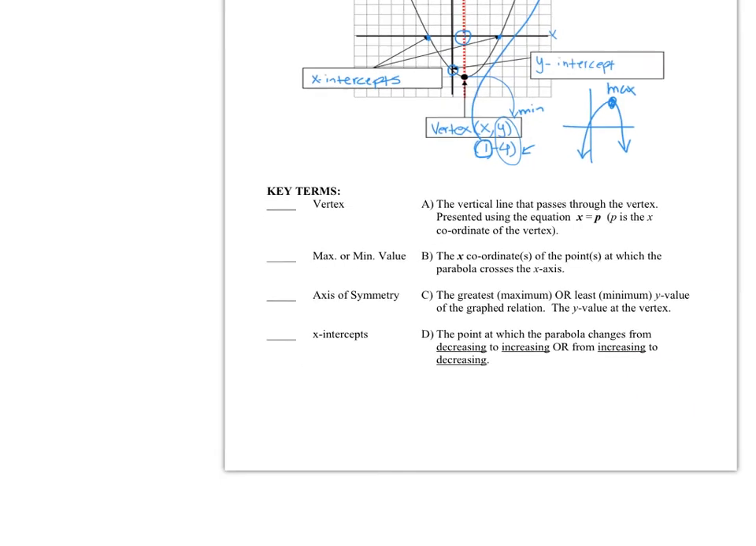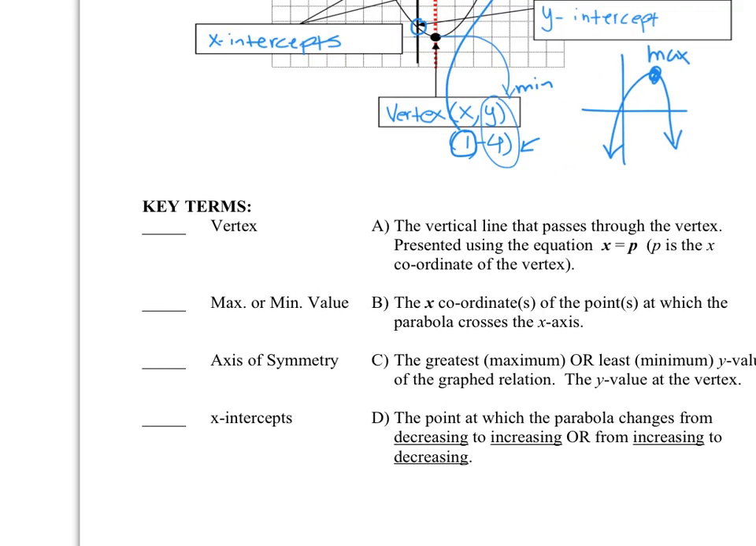So now we can fill in some definitions. We'll read the first one here. The vertical line that passes through the vertex. Right away, the only one that's a vertical line that passes through a vertex is the axis of symmetry. It's the x coordinate in our vertex. The x-coordinates of the points at which the parabola crosses the x-axis, so we cross the x-axis at the x-intercepts. The greatest maximum or least minimum y value, the y value which comes from my vertex, which we just explained, is the max or min value.